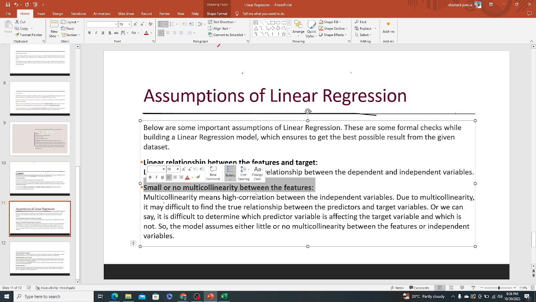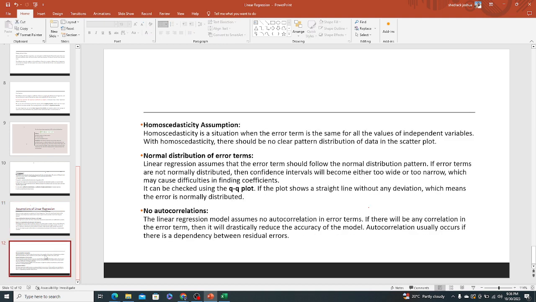So for this, it is majorly applicable when we are dealing with multiple linear regression. Good. Moving to the next assumption.